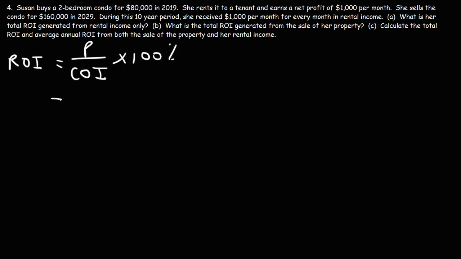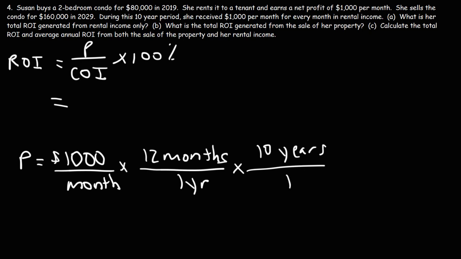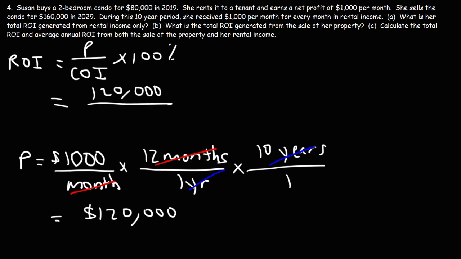So here is the formula. Now she's receiving, let's calculate the profit that she received from her rental income. She receives $1,000 per month, and there's 12 months in a year, and she's been earning rental income for a total of 10 years, from 2019 to 2029. So the total profit that she receives from renting the condo is 1,000 times 12 times 10. So she received 120,000 in rental income in a 10-year period. So that's her profit. And she invested 80,000 into this condo.